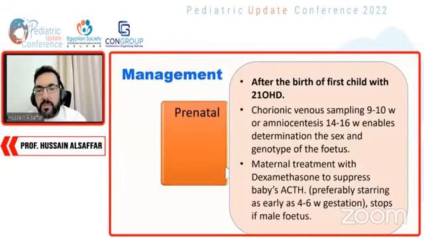So we are treating moms to try to help the babies, and according to this theory, preferably starting as early as 4 to 6 weeks of gestation. If it's a male baby, after you find out about the gender, then you could stop this dexamethasone. But it's mainly for females, to stop the virilization that is occurring while the baby is inside the womb. Now, the dilemma behind that is, what are the effects of such high doses of dexamethasone that suppress the baby's ACTH? Are there any long-term effects?